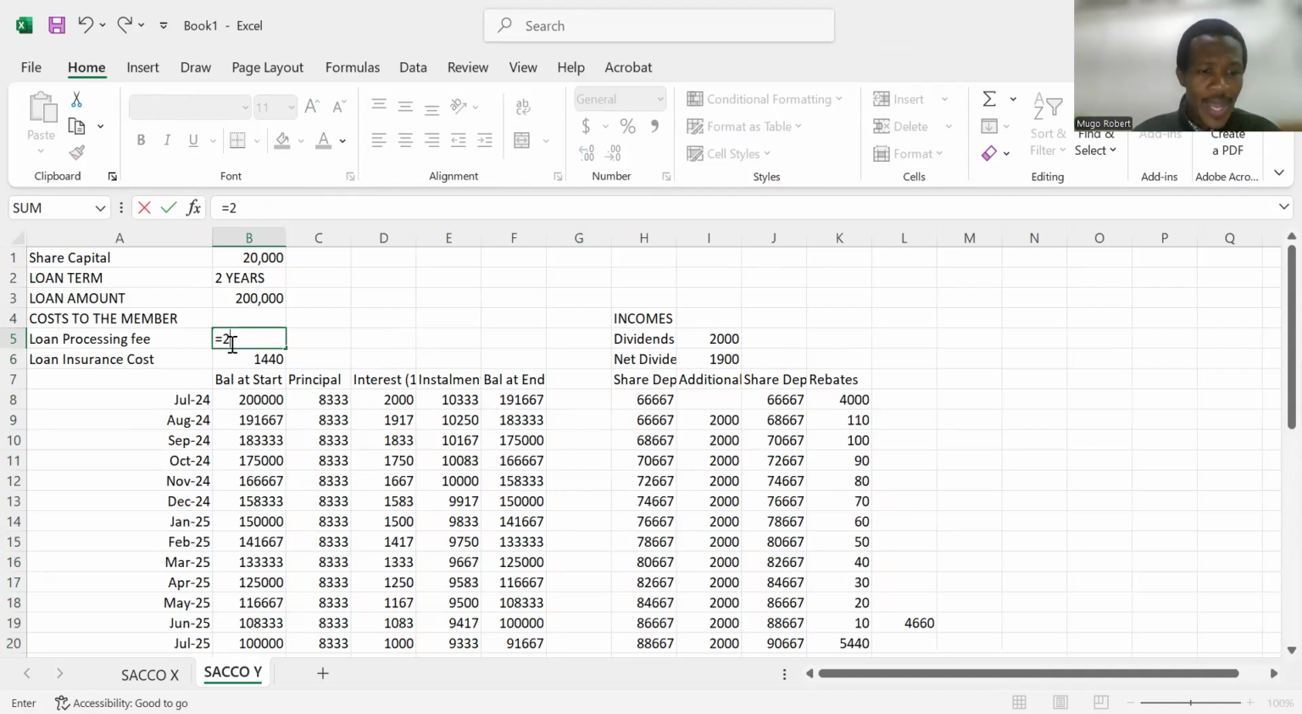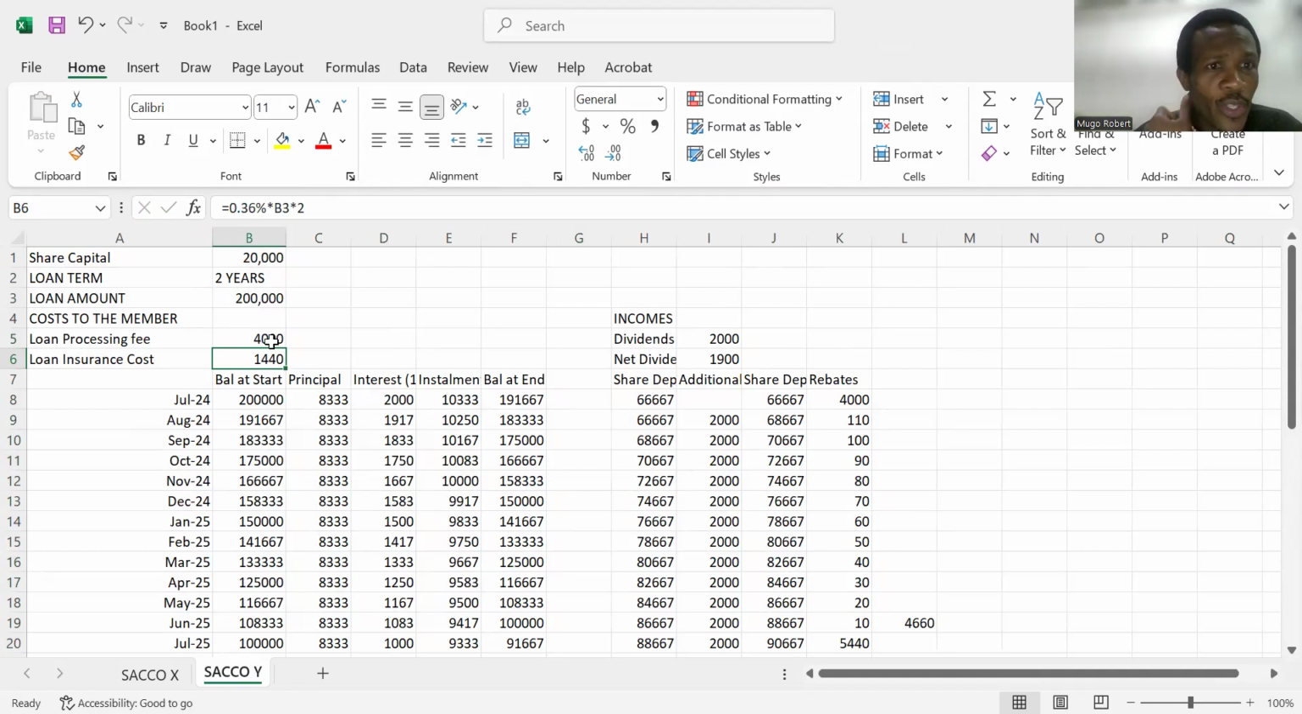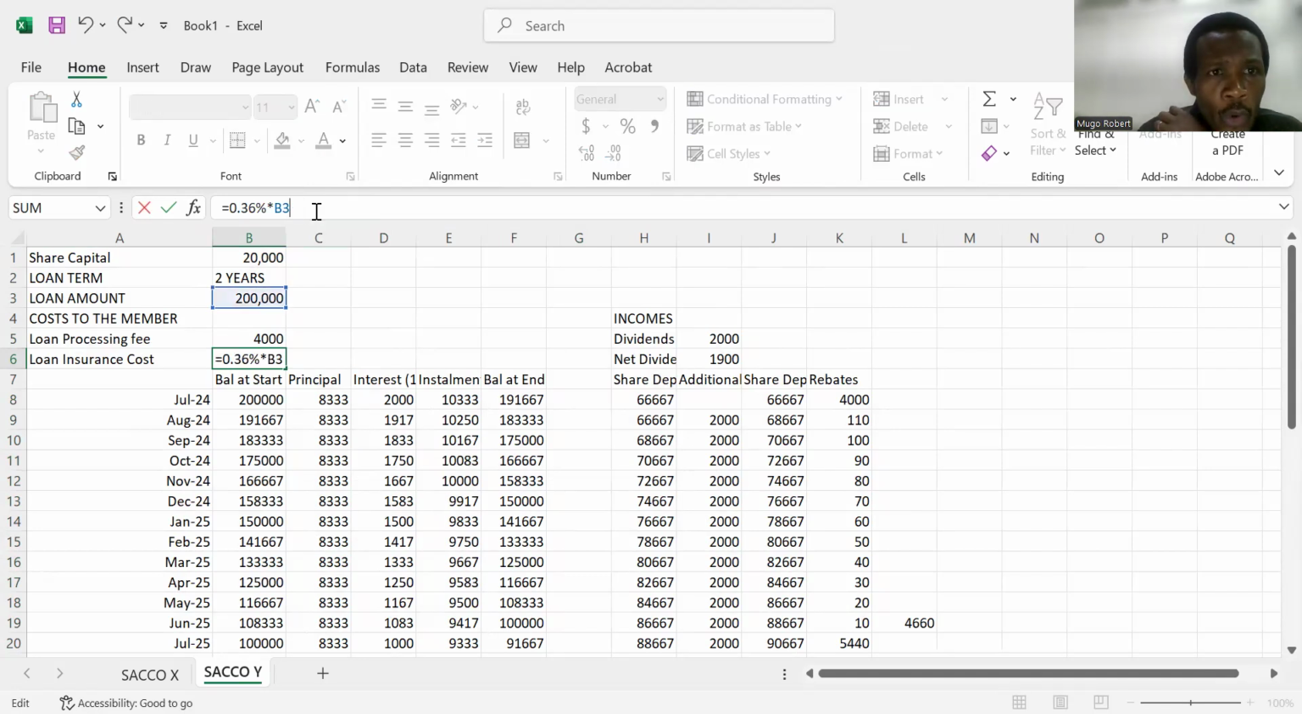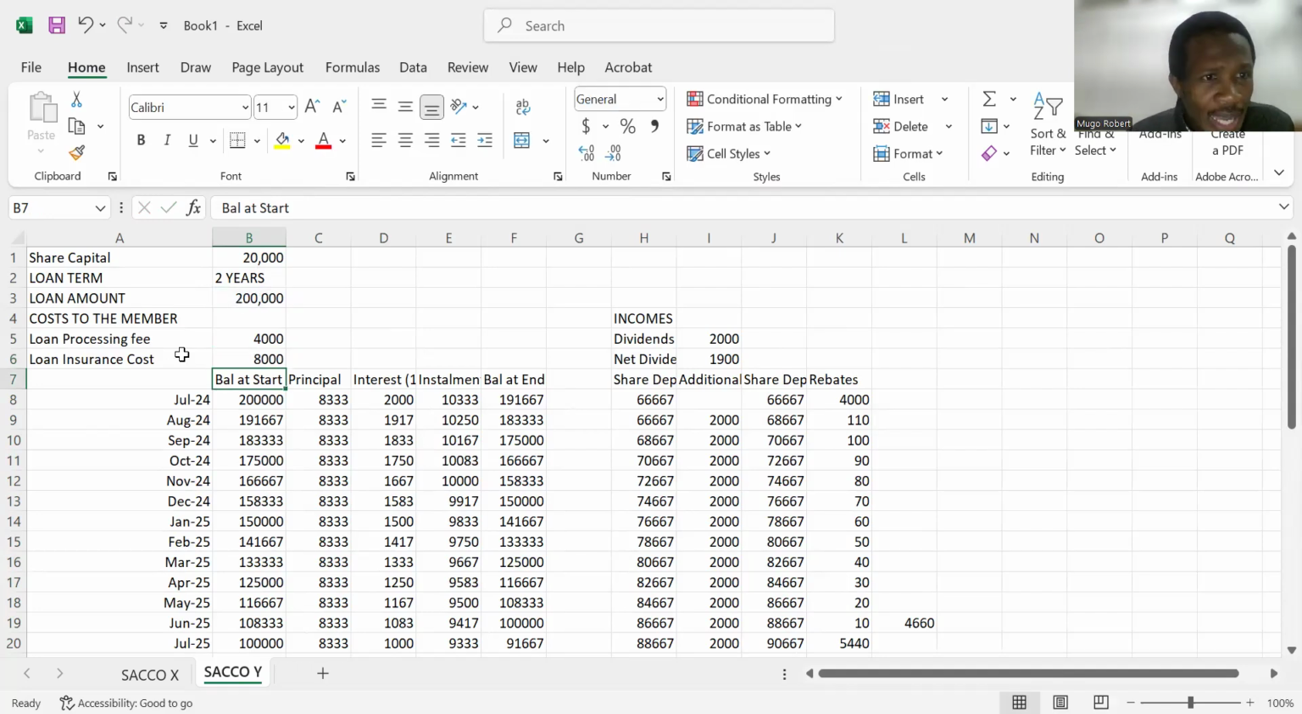So you have 2% of the loan amount. So 2% times the 200,000. It has a loan processing fee of 2% and a loan insurance of 4%. It doesn't give the duration, how long the loan is being taken. So it is just 4% of the loan amount, 200,000. So it has a loan processing fee of 4,000 and a loan insurance of 8,000.